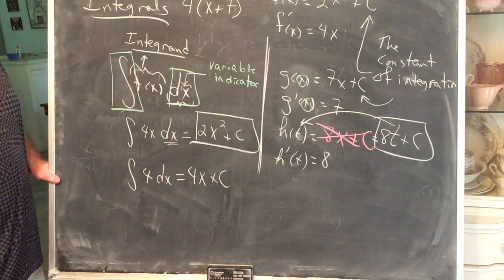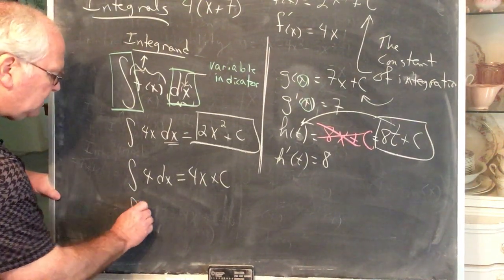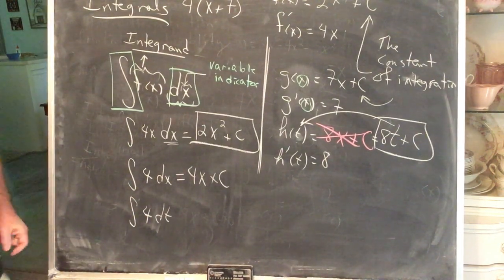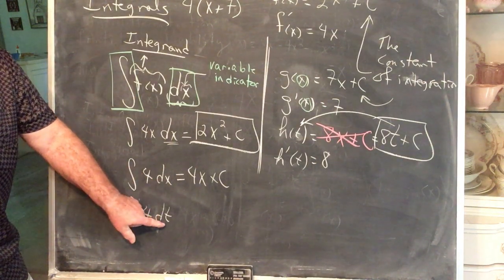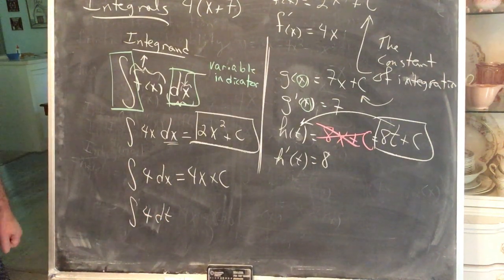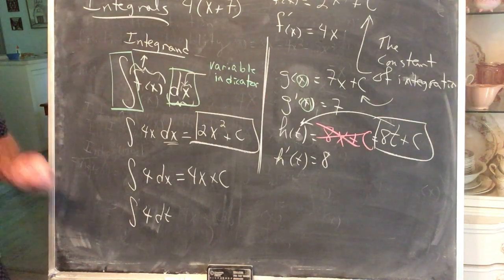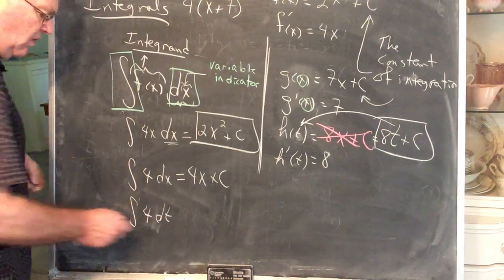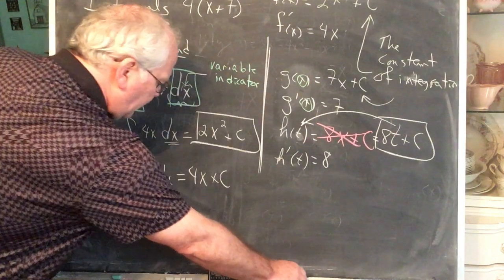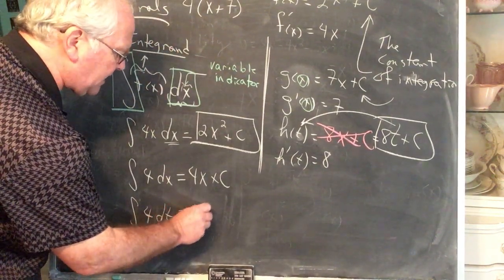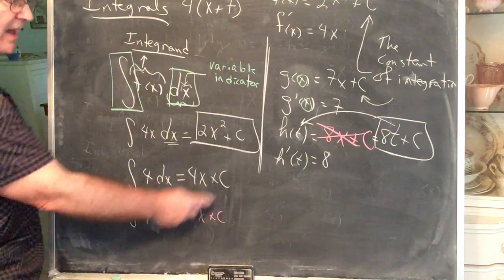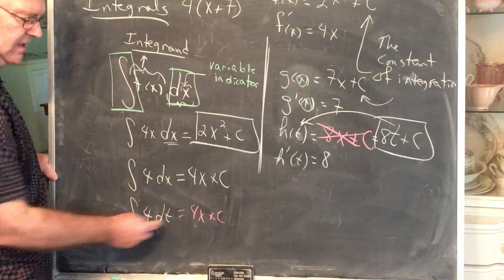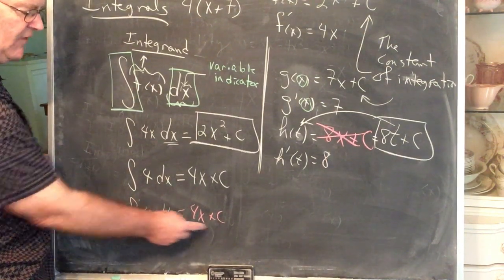But here comes the rub. Watch this. The integral of 4 dt. Maybe we're working in physics and the variable is not x, the variable is time. So now we're working with 4 dt. Now the question is, what is the antiderivative of 4 using t as the variable? Watch, if a student says this is equal to 4x plus c, that's the same error as happened over here. You're attaching the wrong variable. This is not correct. This is false.